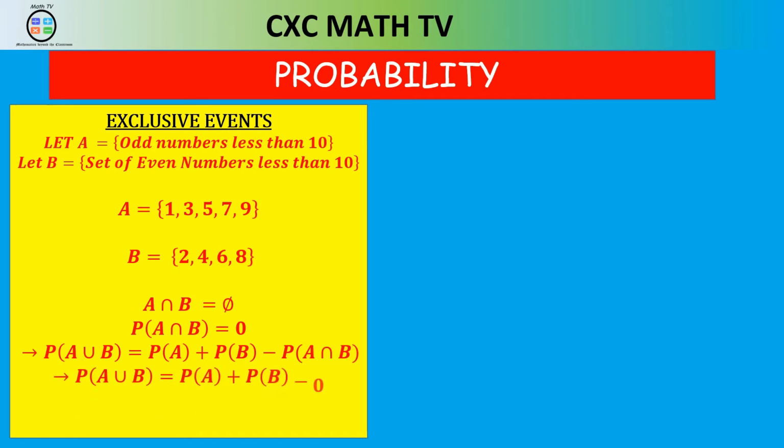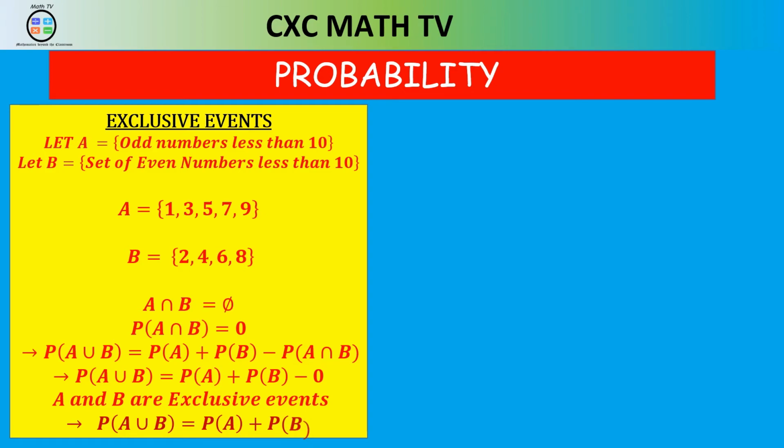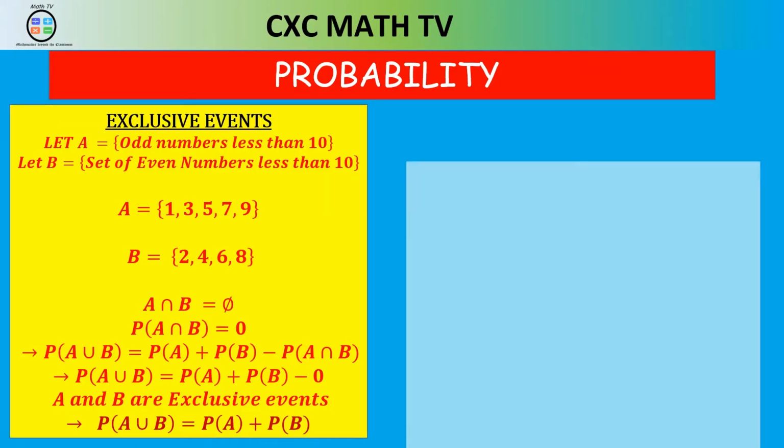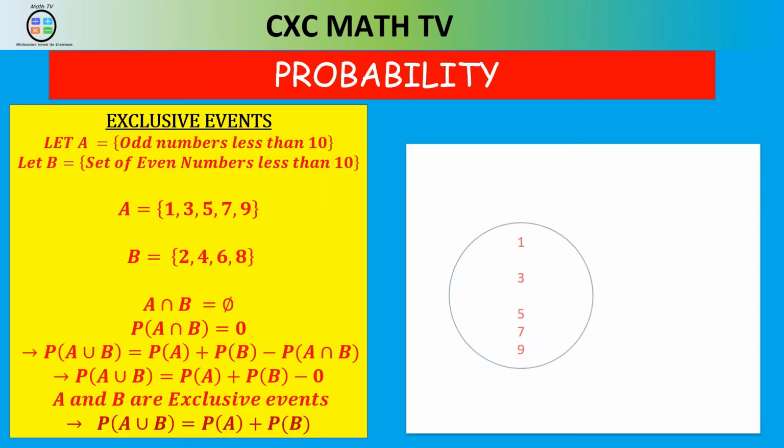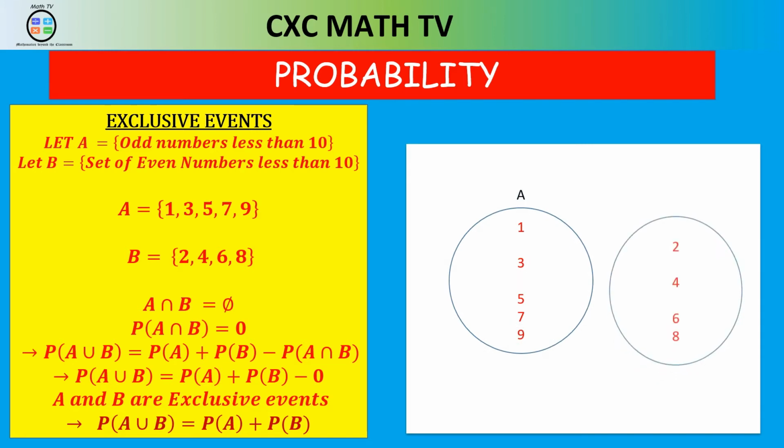And so A and B are said to be exclusive events since the intersection is 0, and so the probability of A union B is just the probability of A plus the probability of B. And if you draw a Venn diagram to represent it, you realize that there's no intersection. When there's no intersection, we say that these are mutually exclusive events.